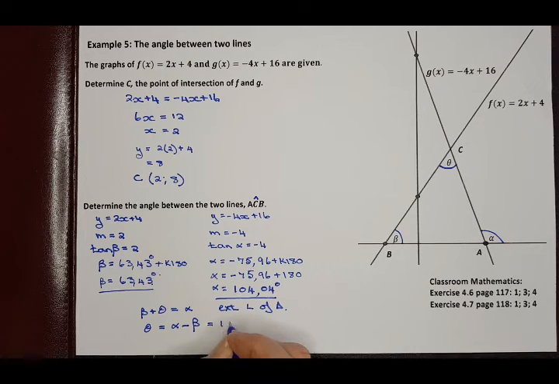So that's going to be 104,04 minus 63,43. And we get 40,61 degrees.